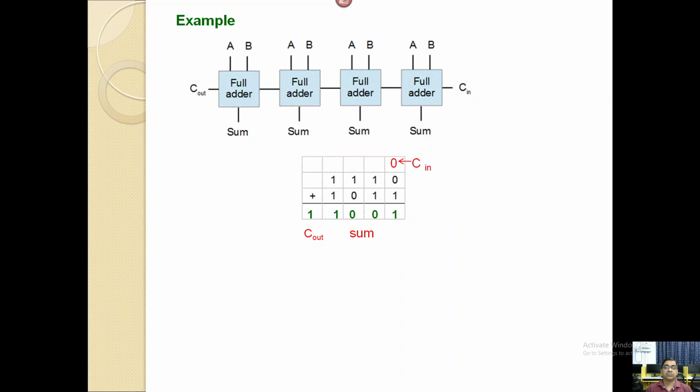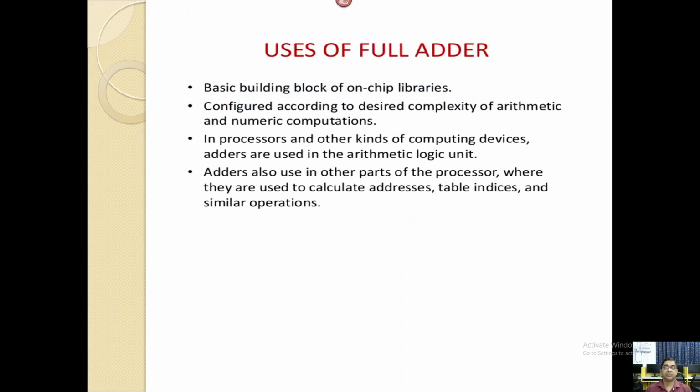So this is the 4 bit parallel adder. If you implement it, there is the carry input and the corresponding A, B inputs and sum, with the corresponding full adder outputs, and at the end of the ripple carry adder we get the output. This is the use of the full adder.